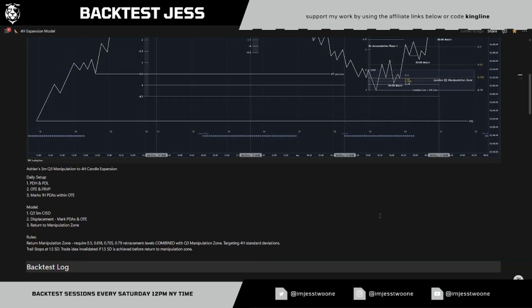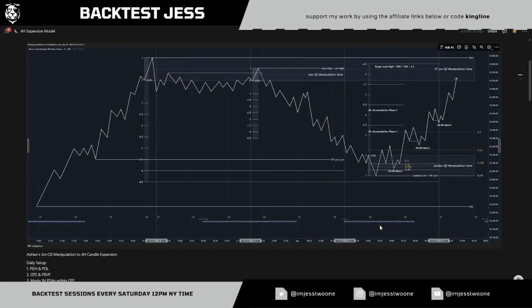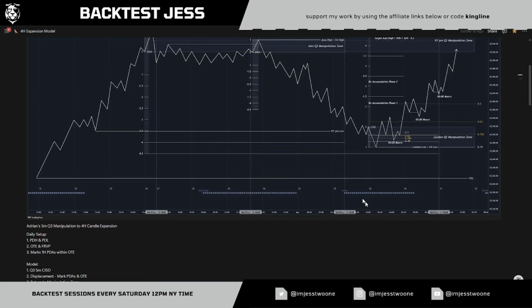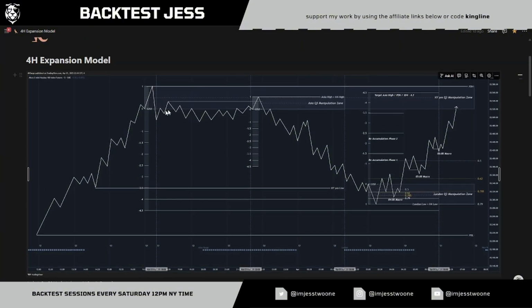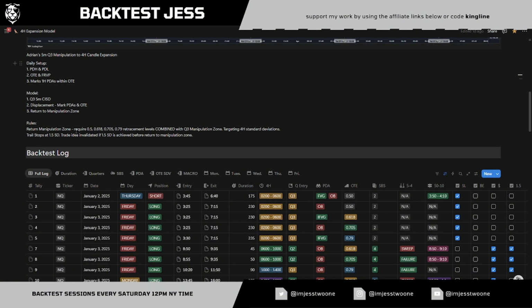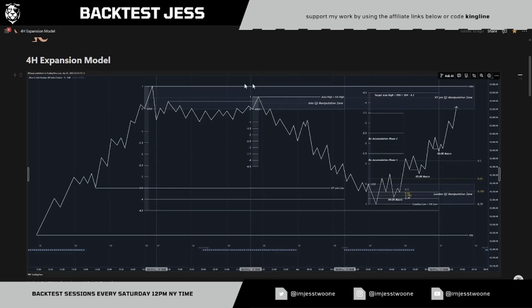So before today, as a part of our entry criteria, we had been requiring that it forms in SBS as well. So in this crude depiction, it would be 1, 2, 3, 4, 5 happening somewhere in here. And we couldn't take entries unless it was forming in the form of 2 or 3, as well as meeting a retracement level of 0.5, 0.618, 0.705, or 0.79 combined with the zone.